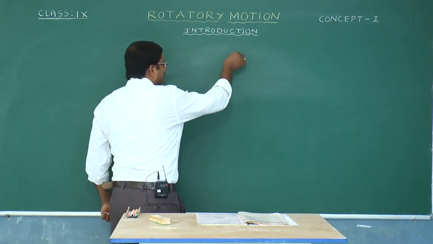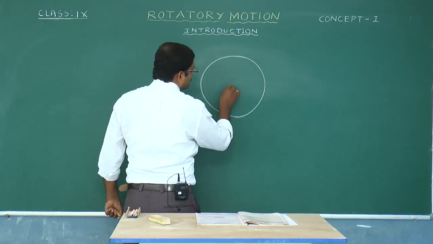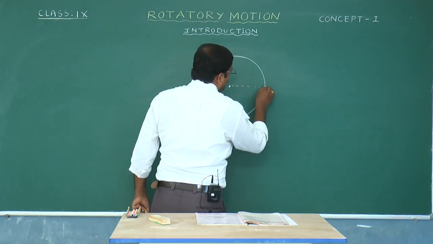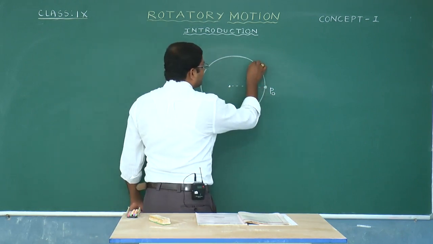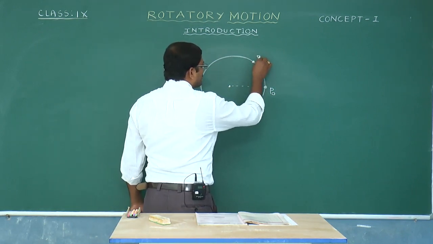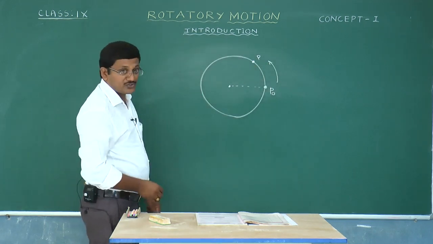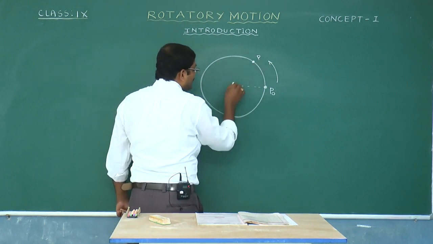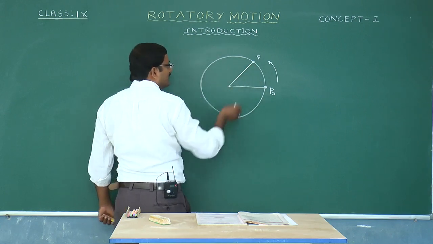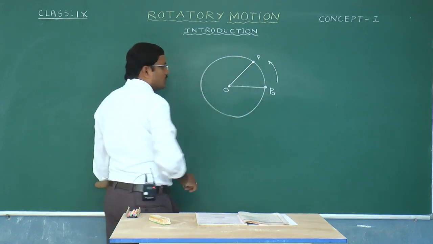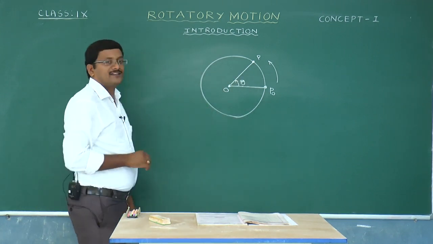So before going to learn about rotatory motion, let us study circular motion. Let us consider a body of mass m performing a circular motion. Initially the body is at a point P naught, and after some time t, the particle is observed over here, as it has anti-clockwise circular motion. If you join these two lines, this is the position vector of the body, and let us consider the center as O, then it will describe some angle at the center.